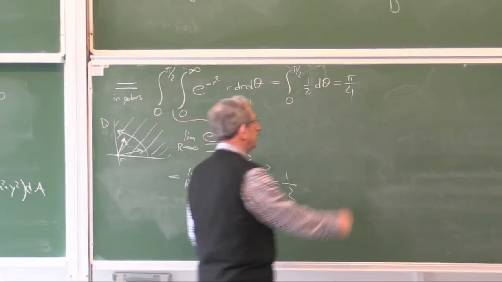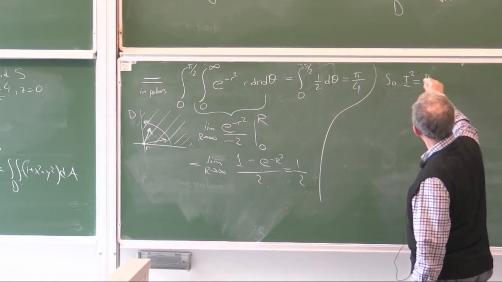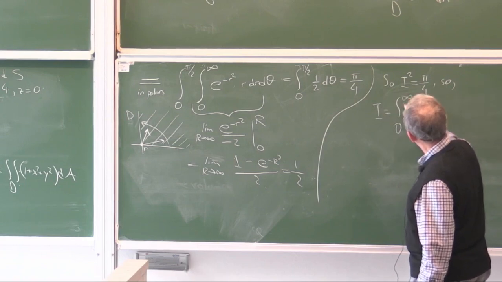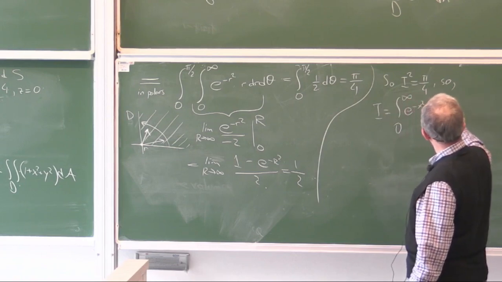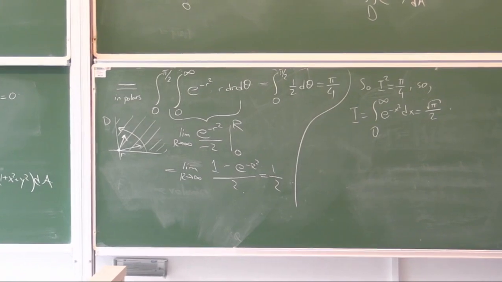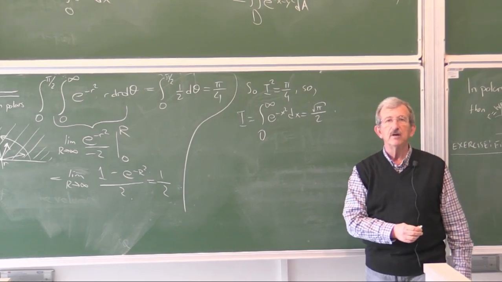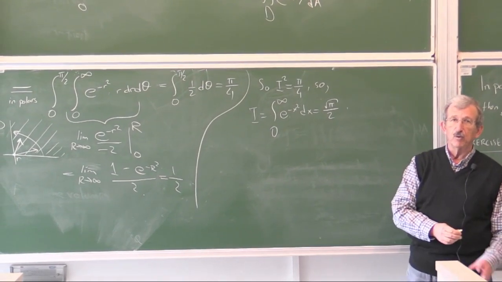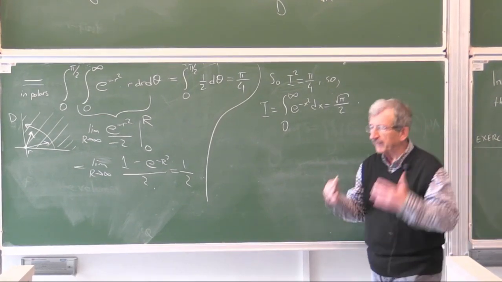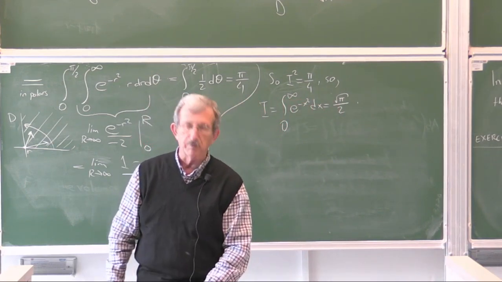But this was I squared. So I, the integral from 0 to infinity of e to the minus x squared dx, would be root pi over 2. So in an interesting way, applying polars, we could evaluate the value of this integral. Indeed, it's correct. All these things that we did here can be done. There is a theoretical justification for them, which we are not familiar with at this point, and we will not be familiar with at this point.